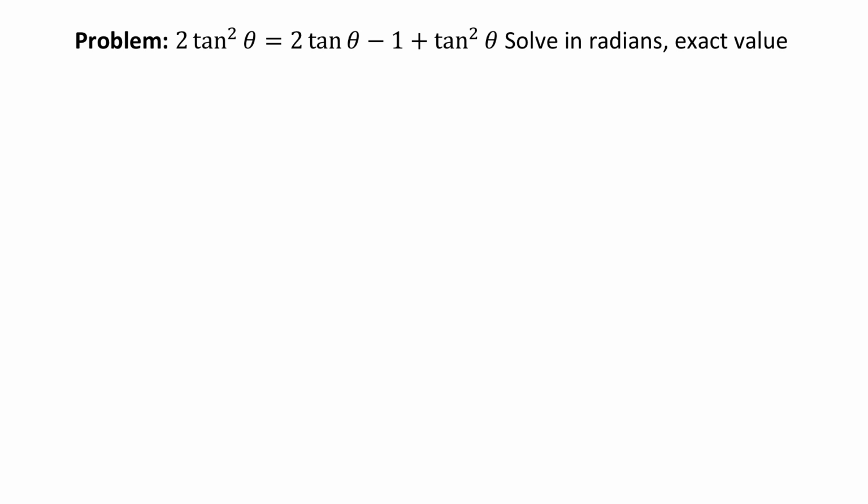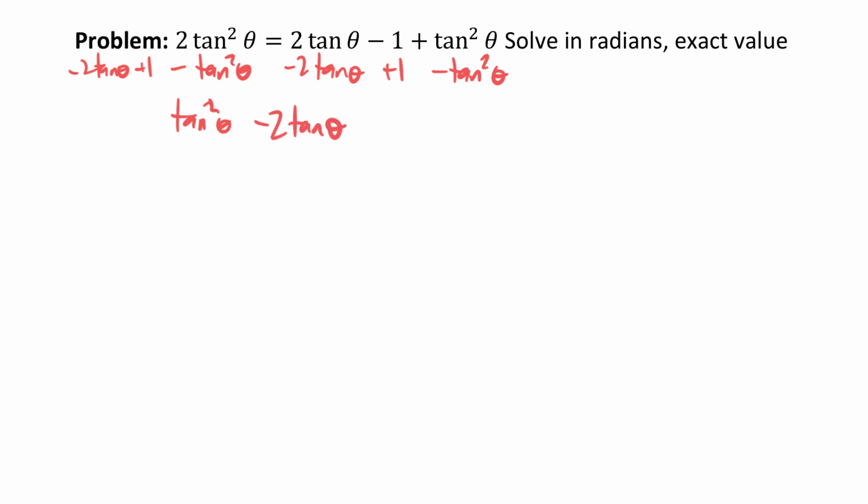All right, assuming you gave it a try, we can subtract 2 tan theta, add 1, subtract tan squared theta. So that's going to give us, well, the 2 tan theta doesn't line up with anything, the 1 doesn't line up with anything, but the tan squared does. So that'll just give us 1 tan squared theta minus 2 tan theta plus 1 equals 0.